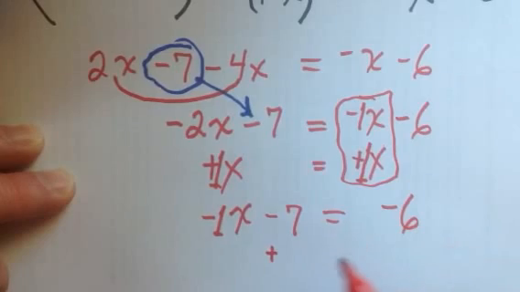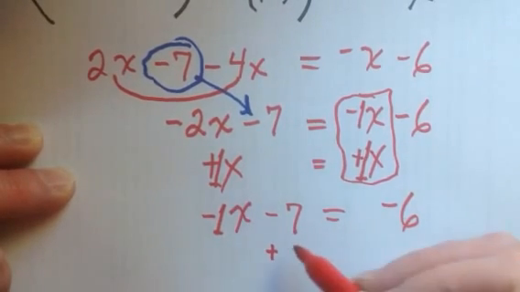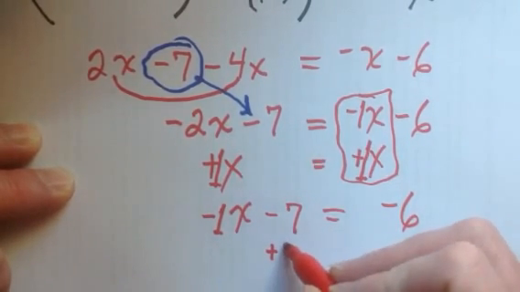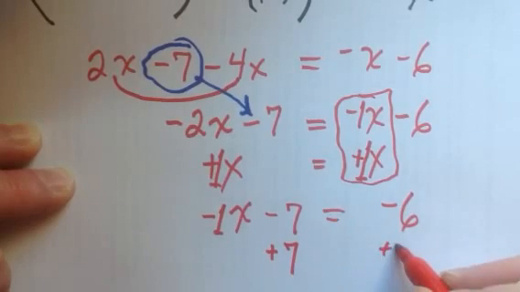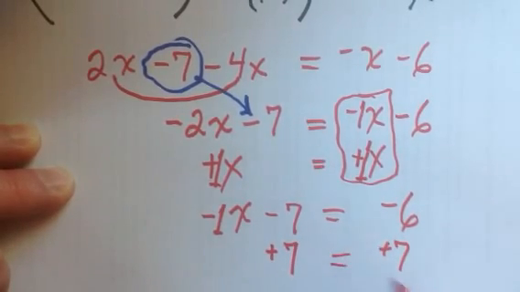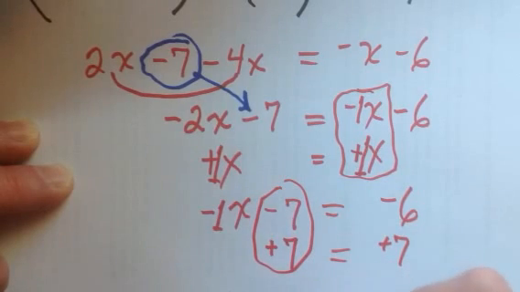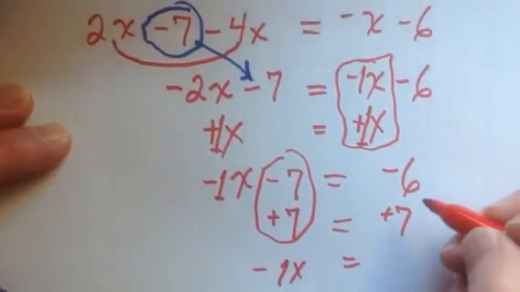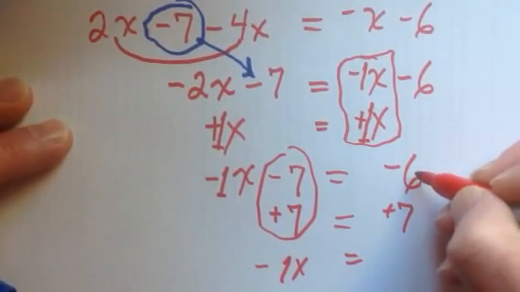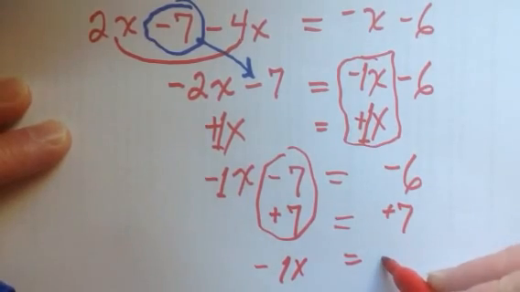So in order to do that, we're going to add the positive 7 here and a positive 7 here. And you'll see that these two cancel each other out. So we now have just negative 1x, or negative x, equal to, looks like that's going to be a positive 1, right? So we've got a positive 7, add that to a negative 6, and we get a positive 1.